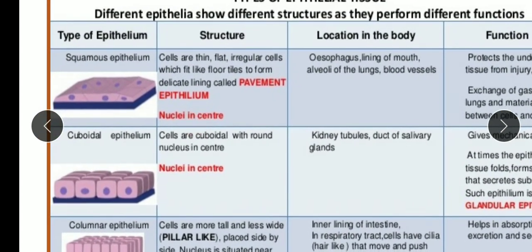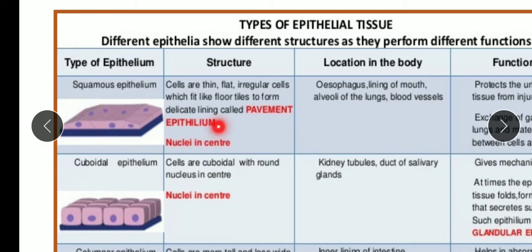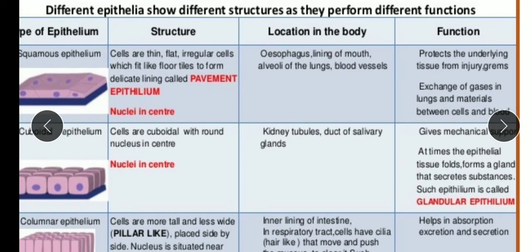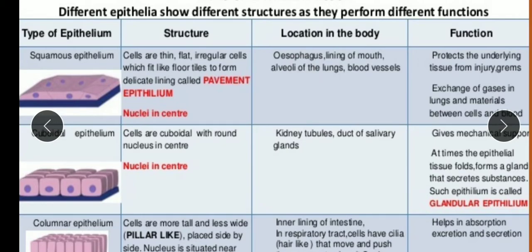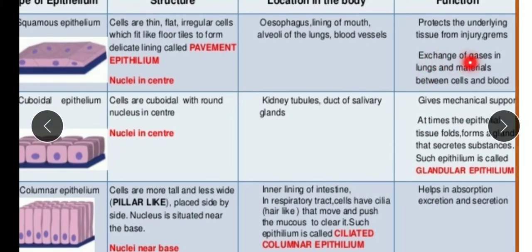Structure I already discussed with you. Squamous epithelium: flat, irregular, thin cells, fitting like floor tiles to form a delicate lining. They form the pavement epithelium also. They are located in the esophagus, lining of the mouth, alveoli of the lungs and blood vessels. Function: protection, mainly protection, and next it depends on the organ where they are present. Suppose in the lungs, then they help in the exchange of gases in the lungs and materials between cells and blood.